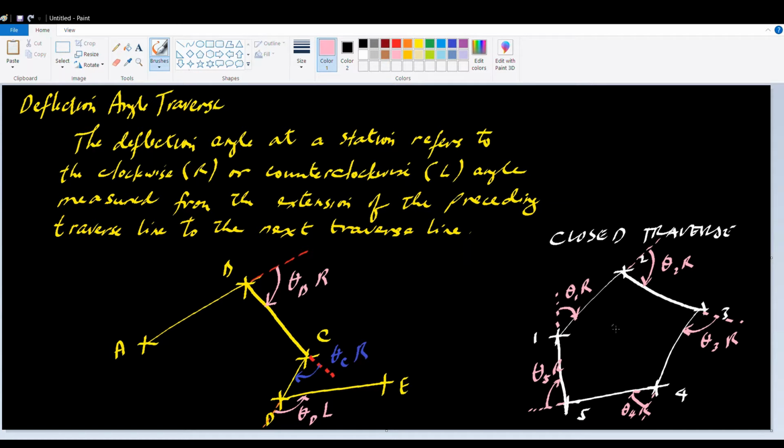For any closed traverse, the summation of all the deflection angles must equal either 360 degrees right or 360 degrees left. If it's a combination of right and left deflection angles, we can denote all right deflection angles as positive and all left deflection angles as negative, and it should add up to 360 net right or net left. Otherwise, we'll be applying some corrections or adjustments in our deflection angles.